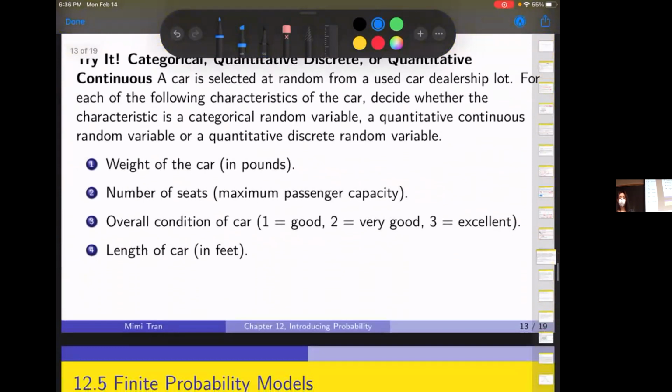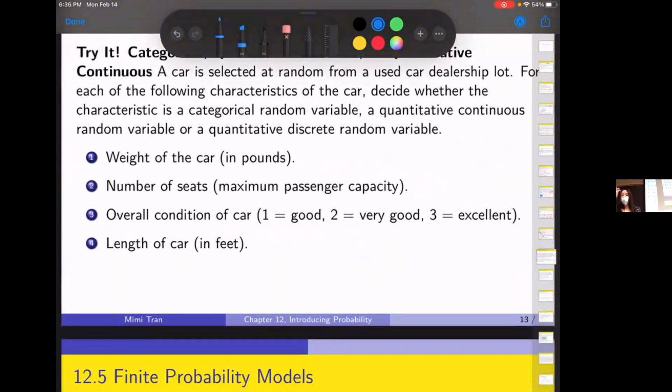Let's try this one. You tell me which is which. Number one, weight of the car. Yeah, continuous quantitative, CQ. Number of seats. No, number of seats, like your car, how many seats you have in your car? Discrete, right? Discrete quantitative. Overall condition of a car: good, very good, excellent.